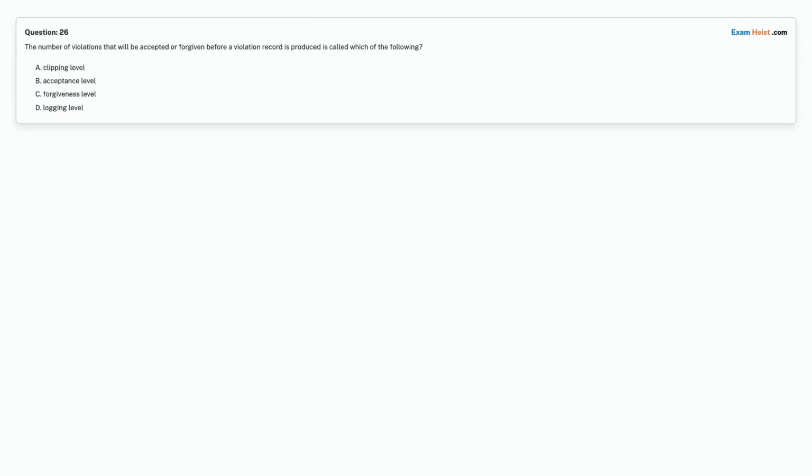Question 26. The number of violations that will be accepted or forgiven before a violation record is produced is called which of the following? Option A. Clipping level. Option B. Acceptance level. Option C. Forgiveness level. Option D. Logging level. Choose the correct answer.